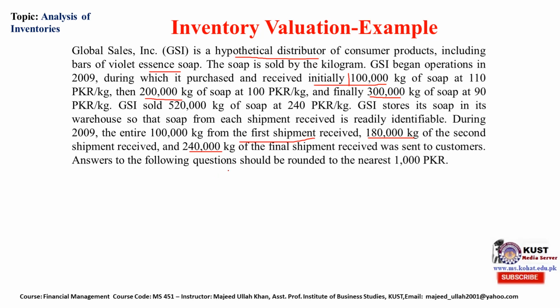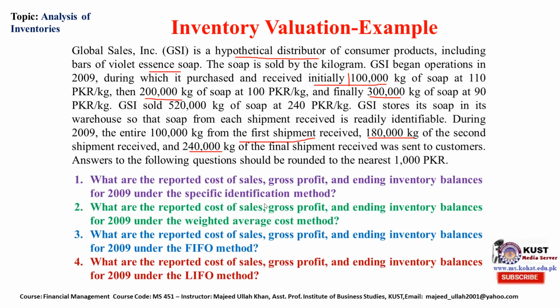Answers to the following questions should be rounded to the nearest 1000 rupees. Now, what are the reported cost of sales, gross profit, and ending inventory balances for 2009 under the specific identification method? Second requirement: what are the reported cost of sales, gross profit, and ending inventory balances for 2009 under the weighted average cost method? What are they under the FIFO method? And what are they under the LIFO method?